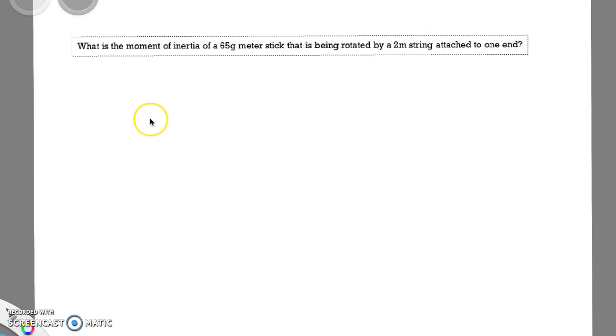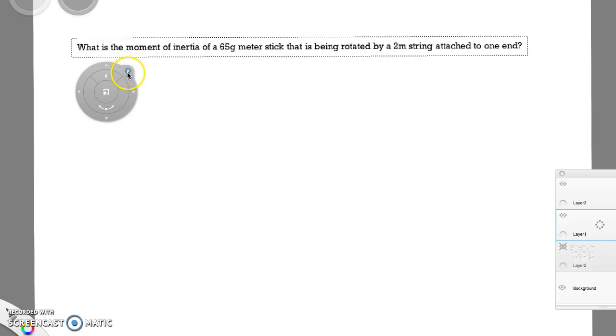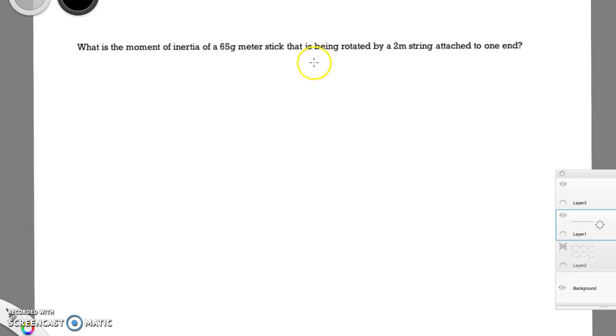We're going to do one more example here. In this case, we've taken a meter stick and we're going to rotate it about a point. It's going to be tied to a 2-meter string that's attached to one end. So we have a string that's 2 meters long, attached to a meter stick that's being waved around. We want to find what the moment of inertia of this scenario is. It's going to be swinging around, probably a pretty dangerous setup here.